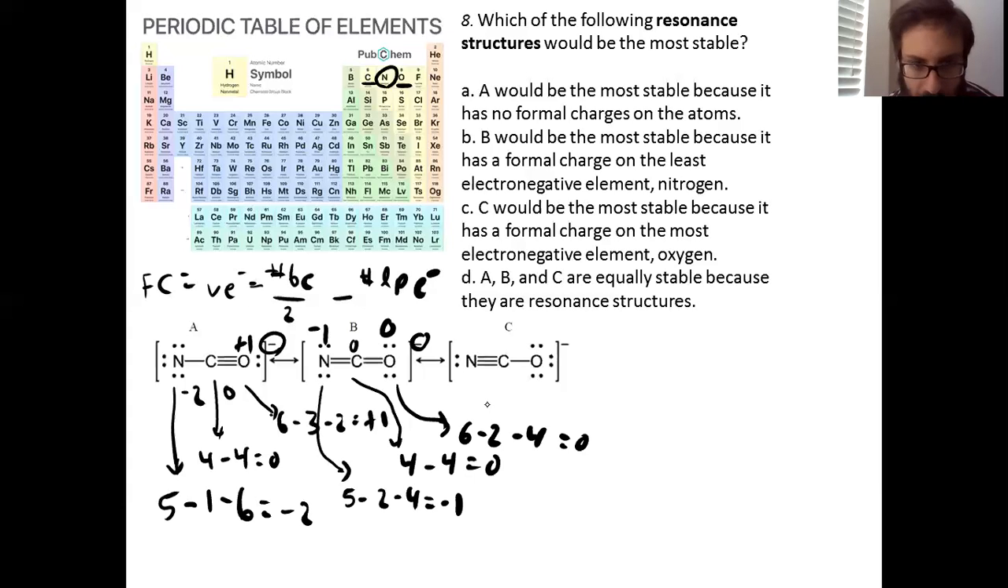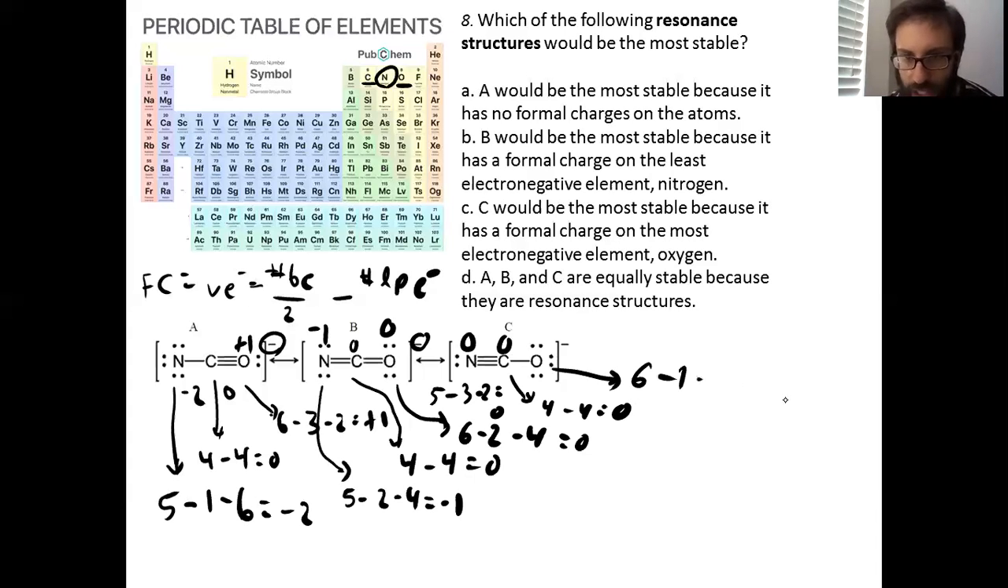Last one. Nitrogen is 5 minus 3 bonds minus 2. It's going to get you 0. Carbon is, again, group 4 minus 4 bonds, no lone pairs, so that's going to get you 0. And oxygen is 6 minus 1 bond minus 6 lone pairs, that gives you minus 1. Minus 1 plus 0 is minus 1. So we did all of our formal charge calculations correctly.